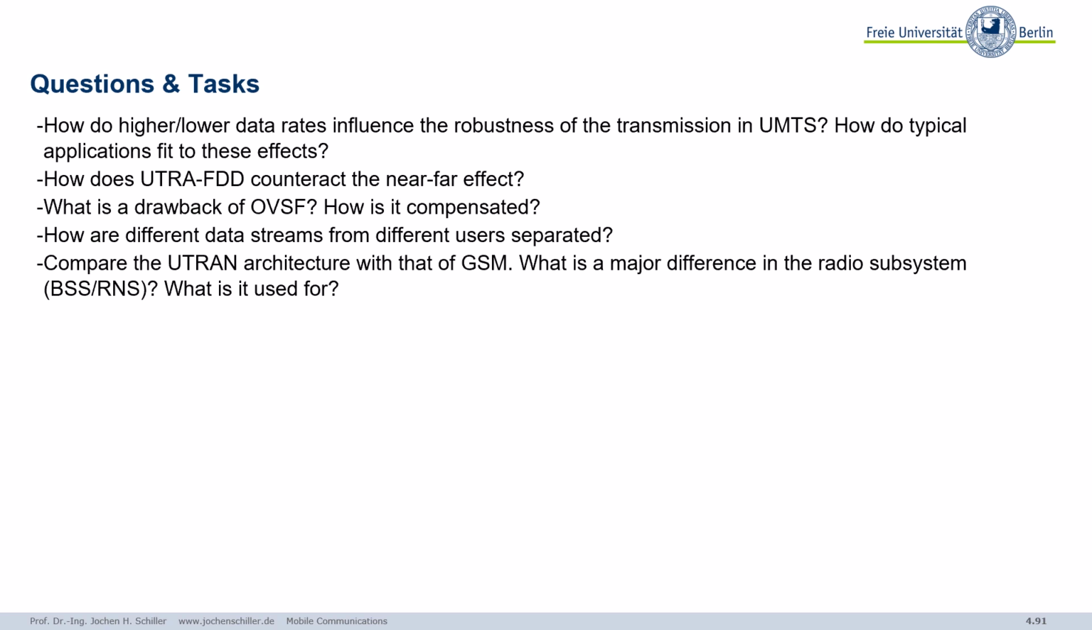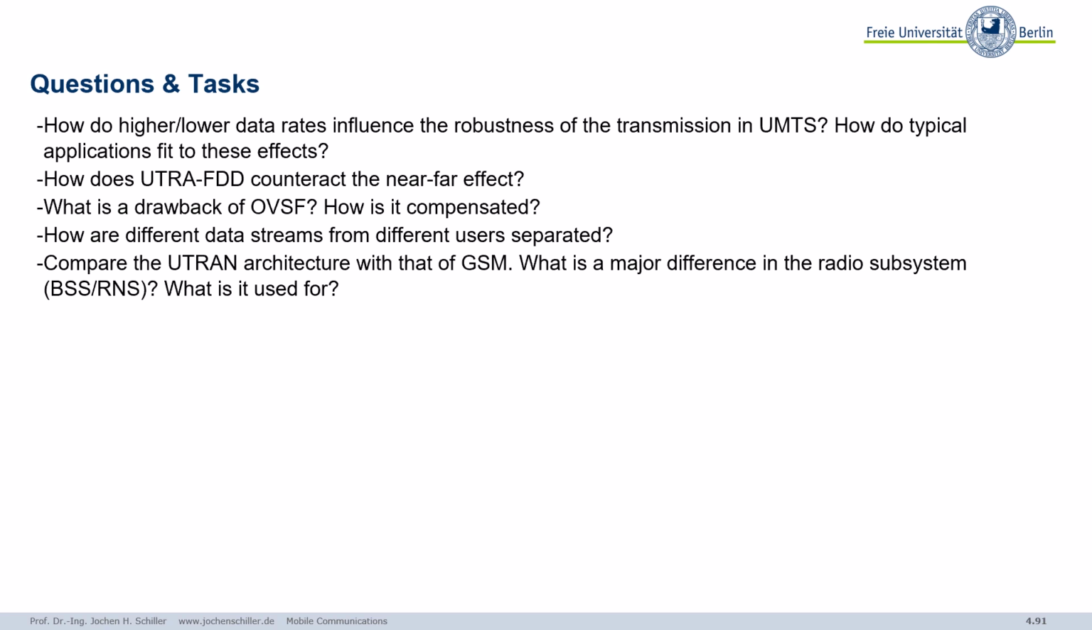You know we have the near-far effect. So what does UTRA-FDD do? We have the problem of near-far. What can you do against it? You learned a bit about spreading, the different factors. What is a drawback? How do you compensate this? There are some tricks. Maybe you find something interesting in literature.